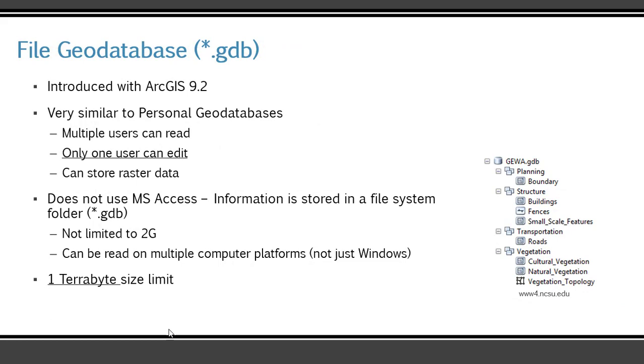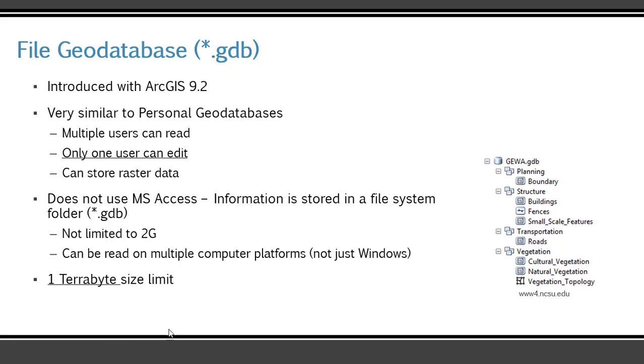Very similar to personal geodatabases in that multiple users can read the files. However, only one user can edit at a time. They can also store raster data, and actually over time you'll notice that the list of raster file types that can be stored within a file geodatabase gets longer. So they're very adaptable. They're building them and changing the file geodatabase format in such a way that it can store different types of raster data.